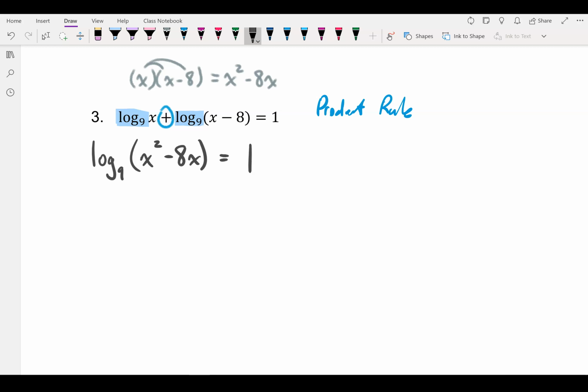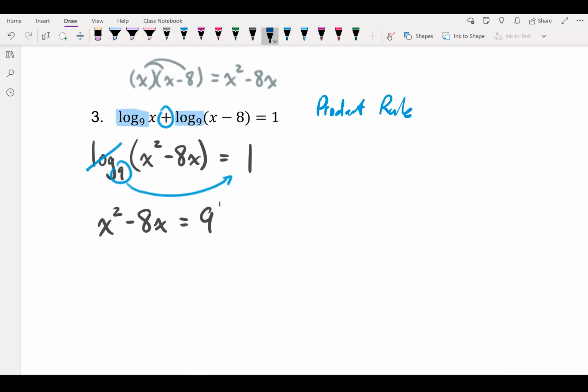The second thing I need to do is rewrite in exponential form. Take the 9, bring it over here as a base, cancel out the log. We're left with x squared minus 8x equals 9 to the power of 1, which is just 9. You don't really need to write the 1, but I'll write it there kind of sneakily. Whew! What are we going to do now? X squared minus 8x equals 9.